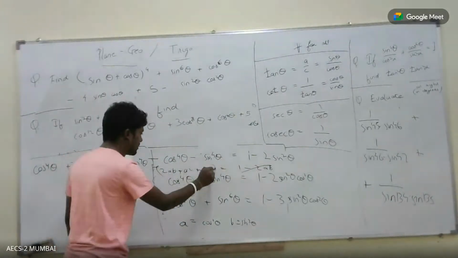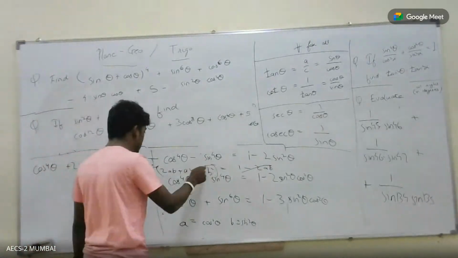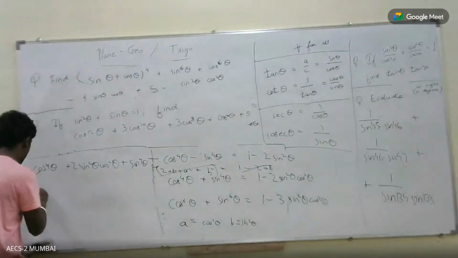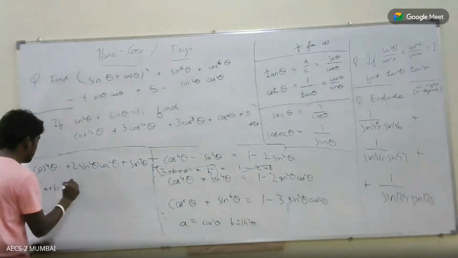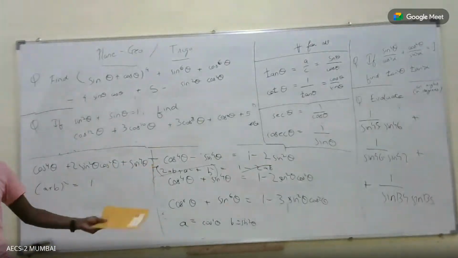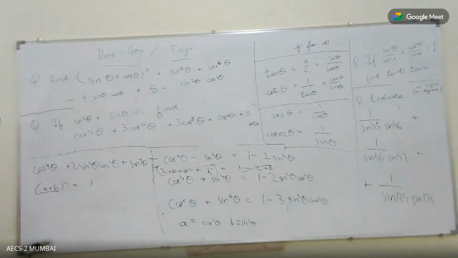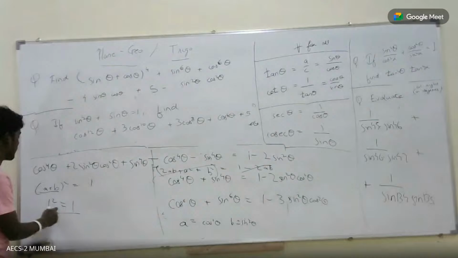And what is this LHS? A square plus B square plus 2AB. Perfect. It's A plus B the whole square. Plus what we get? A plus B the whole square is equal to 1. This is what we have to prove, right? But what is A plus B? Sin square theta plus cos square theta. Yeah, and what is that? 1. Perfect. So we get 1 square is equal to 1. Is this correct?